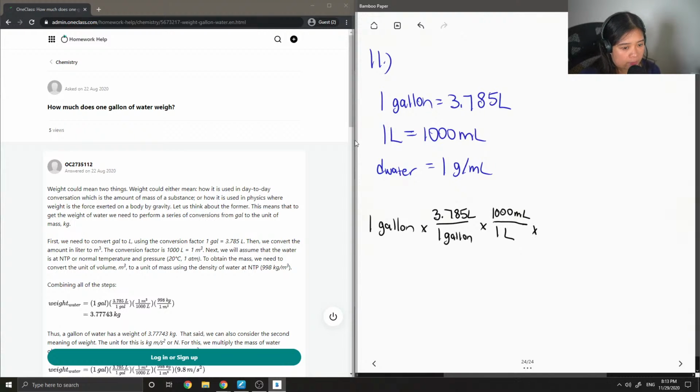And then lastly, converting milliliters to grams. So this is the density of water. So 1 gram per milliliter. And then you'll notice that our units will cancel out. So the gallons cancel out, and then the liters. And then lastly, milliliters. Then this gives us a final value in grams, which is 3,785 grams of water in 1 gallon.